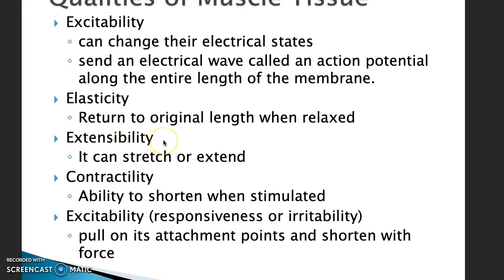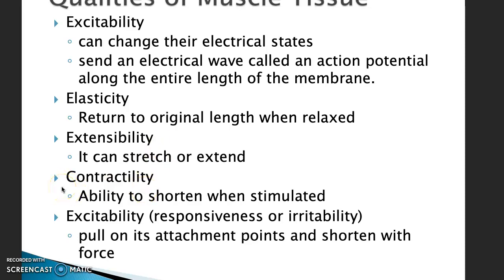The third one is extensibility. This is used normally if you're doing yoga or any kind of stretching or extending of the muscle. It's also called plasticity, and this is where the muscle adopts a new length.